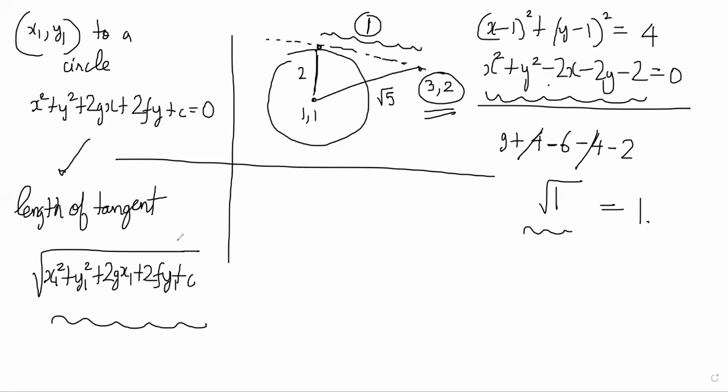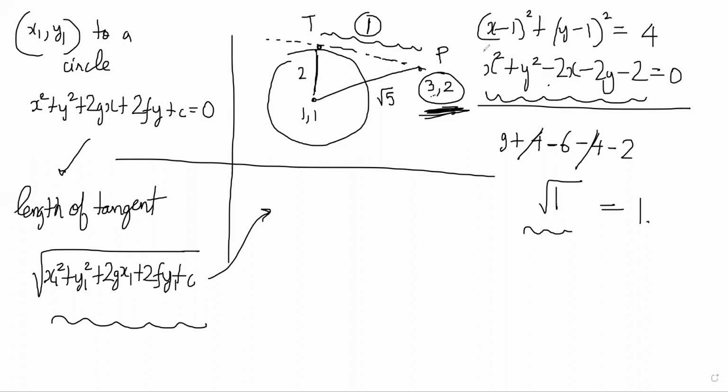So actually, this is just a coordinate geometry way of talking about power of a point. The square of this length is called the power of a point. What is the power of this point P? The power of this point P is equal to the length of tangent square, PT square. And that is whatever you get when you put the point P into the circle equation.